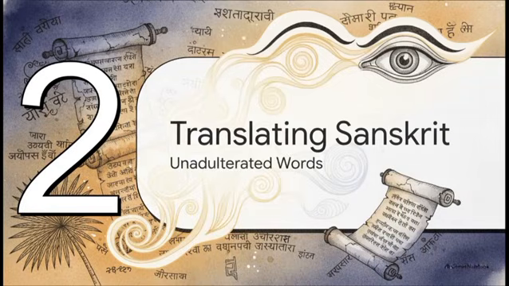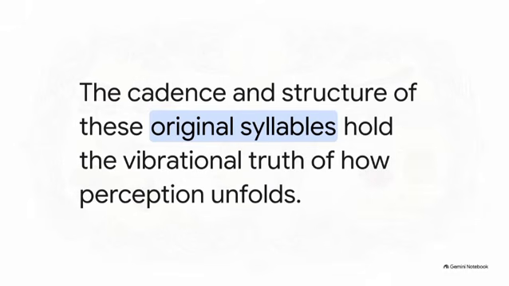Moving on to Section 2, Translating the Original Sanskrit. What we have here is the IAST transliteration of those original Sanskrit verses for Sarg-61, passages 72-34 and 73. The actual cadence and structure of these original syllables hold the deep, vibrational truth of how perception actually unfolds. If you look at the original text, this progression from the unmanifest to the manifest, it's laid out with absolute mathematical precision, literally word by word.